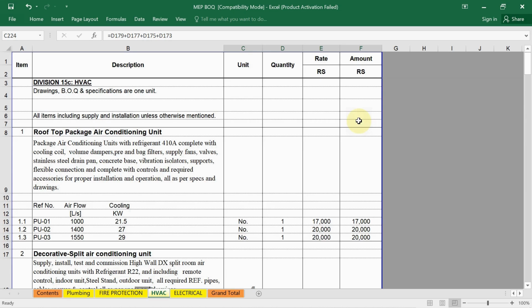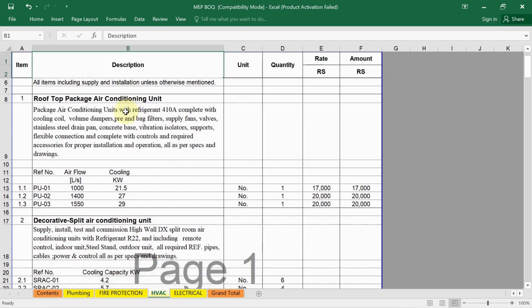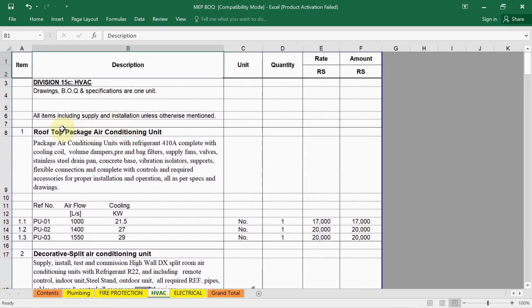You can see here in this BOQ document, I have shown you the Excel sheet. First you will get the item description, in the first column. Here you have to provide a clear and detailed description of each item. For example, in my case, this is the HVAC drawing BOQ and specification. See what I have done here: I have provided a clear and detailed description of my rooftop package air conditioning unit.